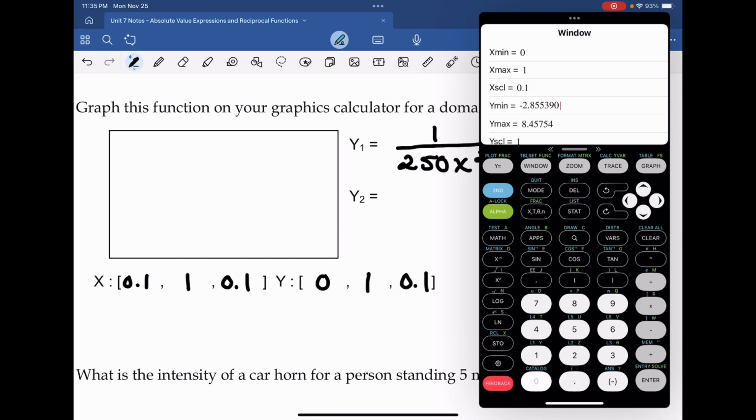For the y minimum, I'm going to make this one 0. I'm going to make our maximum 1, and then I'm going to make my scale 0.1. Graph. There we go. That looks really good. So what I'm going to do is adjust this x value for the x minimum to be 0. Okay, now that this is our graph, let's just do a rough sketch of what this looks like.